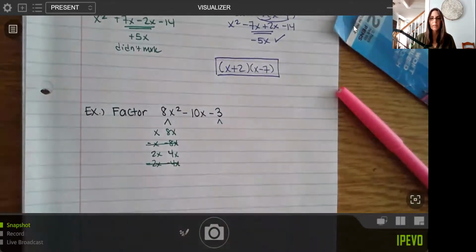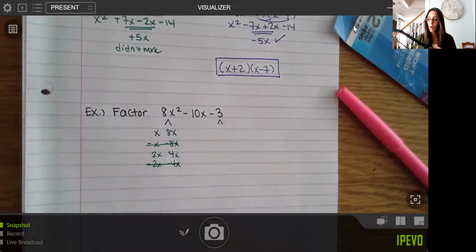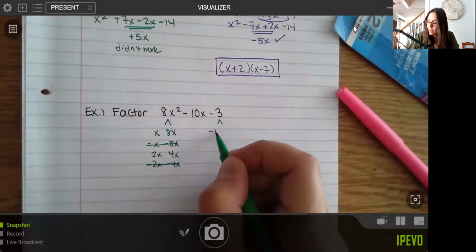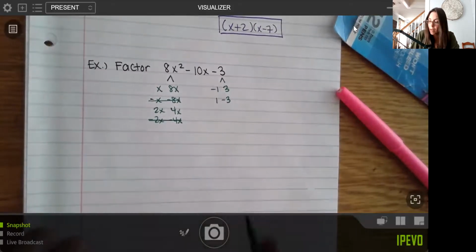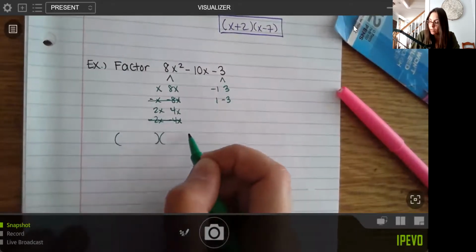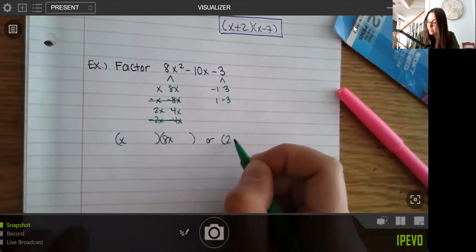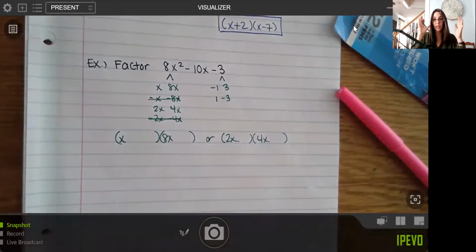So just a little tip is for your first term, I like to keep that positive. And then my last term, I'll bring the sign in there, and then it will end up all working out in the end. So here for -3, I could do -1 times 3 or 1 times -3. So I have a couple options, right? So for my first set, I could do x and 8x, or I could do 2x and 4x, right? So I have to pick not only the second value now, but also the first value. So it's a lot more options here.